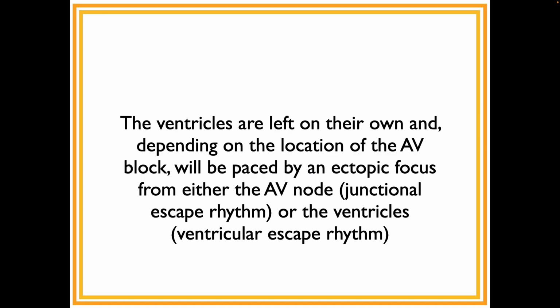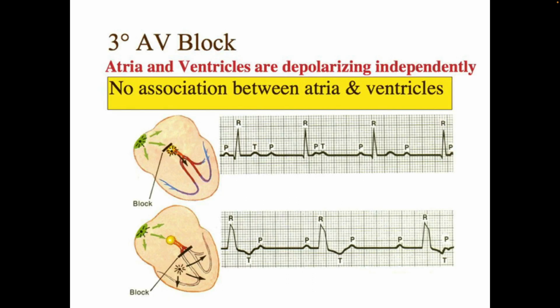Now, I'm going to go through this one more time just because it's sort of important, and I think it's a hard concept. So the ventricles are left on their own depending on the location. The AV block will be paced by an ectopic focus from either the AV node or the ventricles. I don't have to repeat it again. I've already repeated it once. But atria and ventricles are depolarizing in third degree AV block. The atria always are in a sinus rhythm, and there's no association.